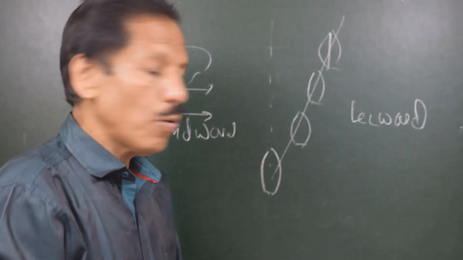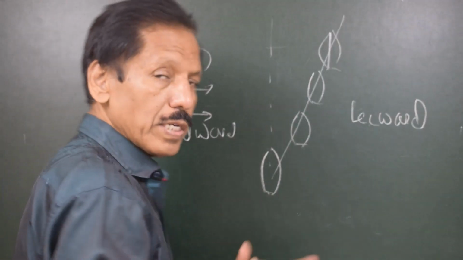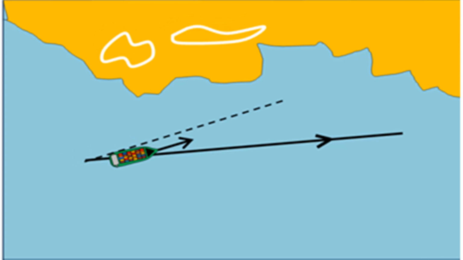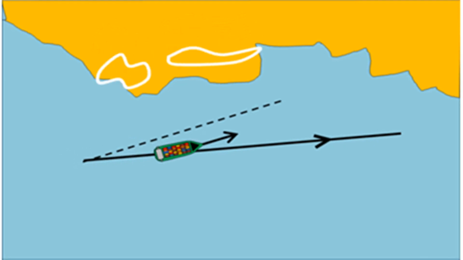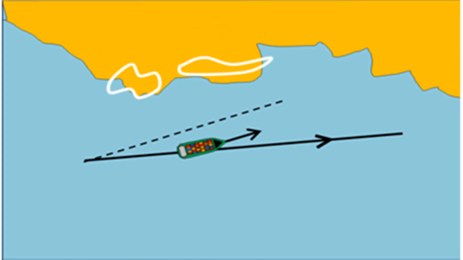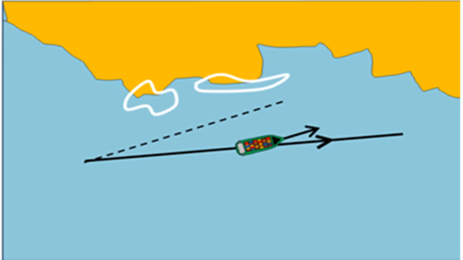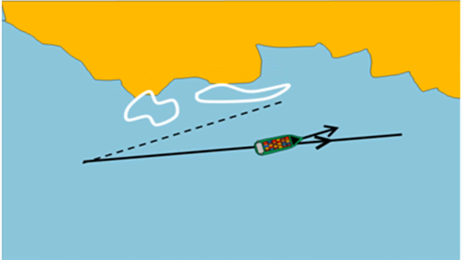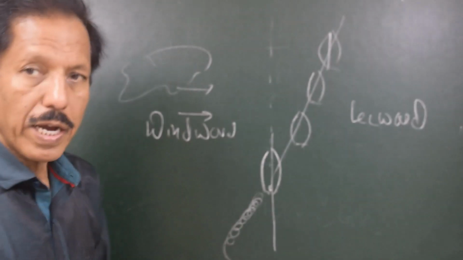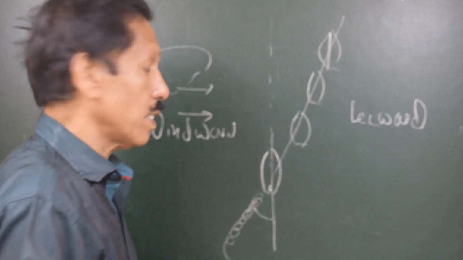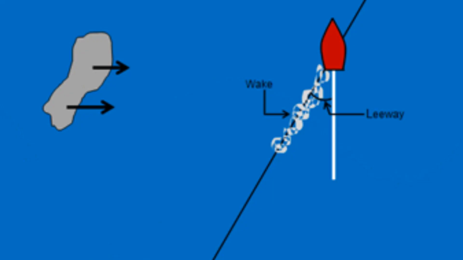Now this leeway, how do you know what the leeway is? There is a very nice and simple method of finding out the leeway. Whether there is current or no current, current does not make a difference here in finding out the leeway. You will find that the wake of the ship is in this direction, and you stand here and you will find this is the fore and aft line. The angle between the fore and aft line and the wake of the ship is the leeway. So there is a very simple way of finding out the leeway.